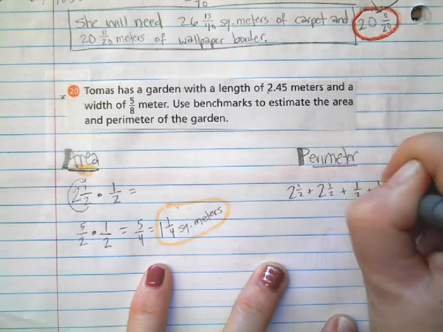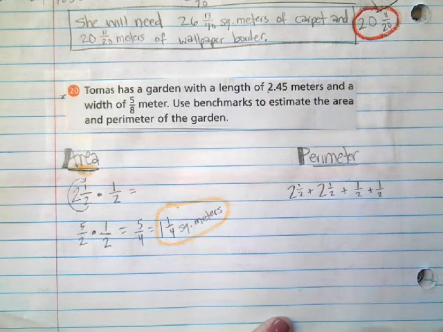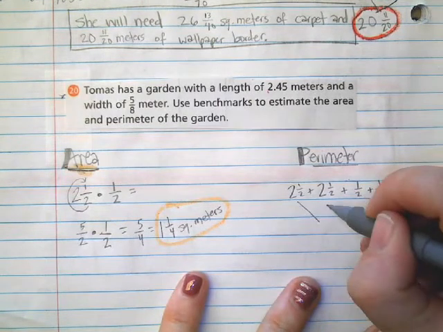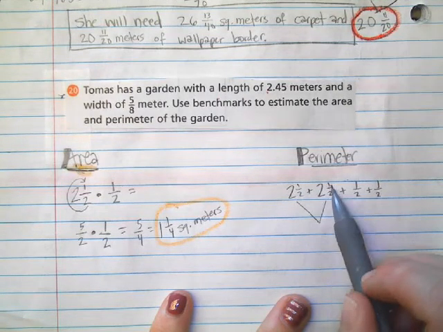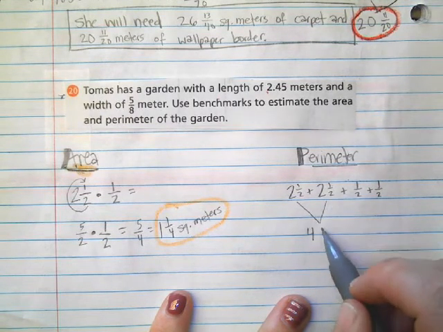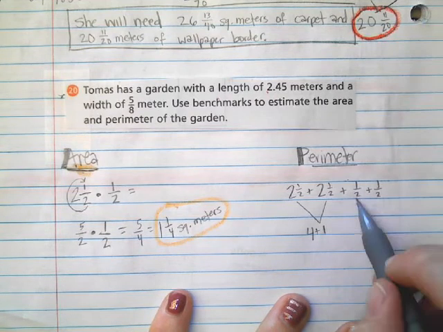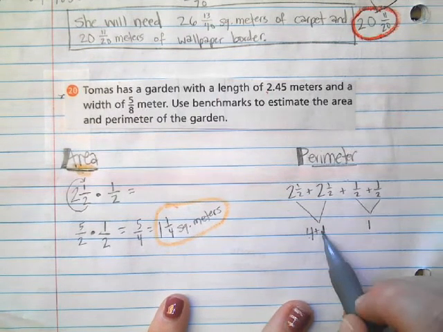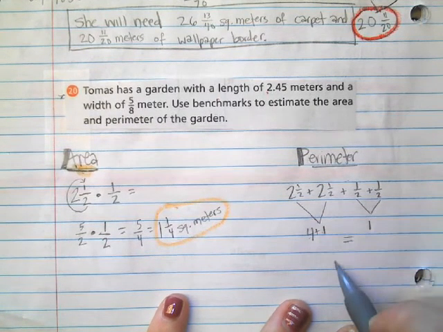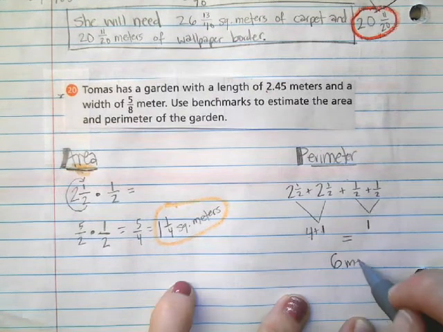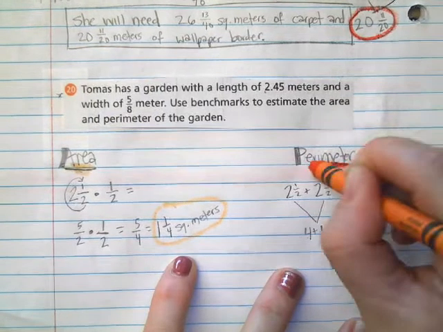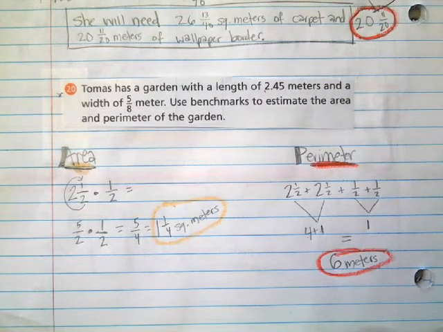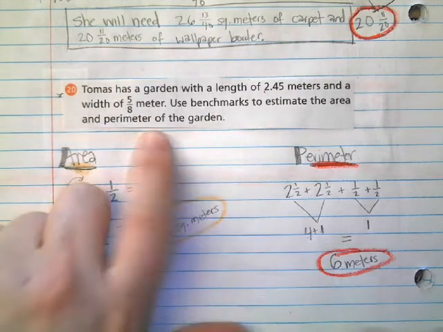I'm just going to let you circle it like this. And then the perimeter, we're using the same numbers, the same benchmark. So we're going to go 2.5 plus 2.5 plus 1/2 plus 1/2. Remember, you add all sides. 2 plus 2 is 4. 1/2 plus 1/2 is 1. So you have 4 plus 1 plus 1 equals 6 meters.